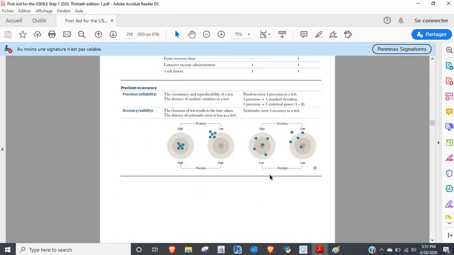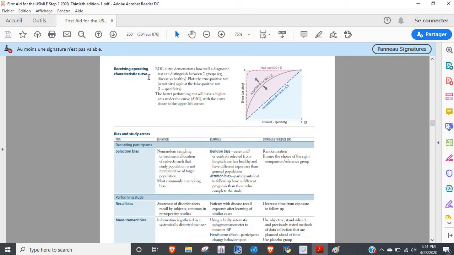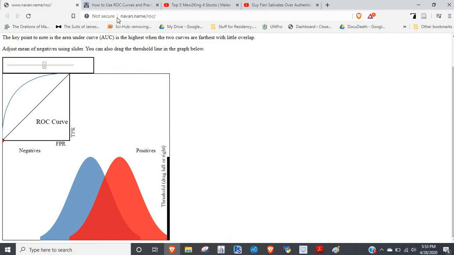Anyway, so let's go right here into the ROC curves, okay? The important thing to look at is that the true positive rate is equal to sensitivity. Always keep that in mind because that's going to influence everything. I really hope this is on. I have no idea. Anyway, let's take a look at a cool site.